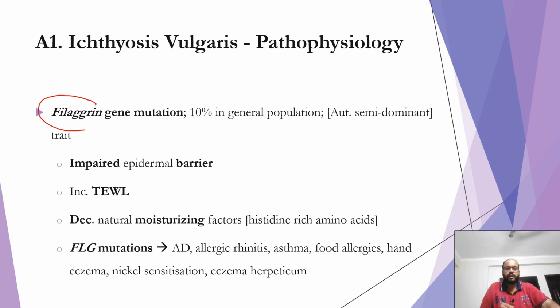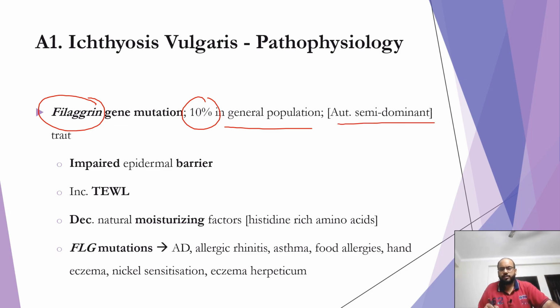So filaggrin gene mutation is a common gene mutation. It is seen in about 10% of the general population. So in the general population, 10% of us have a filaggrin mutation. In fact, I have a filaggrin mutation. I have hyperlinear palms. I have dry skin. I have atopic dermatitis. So it's quite common in the general population.